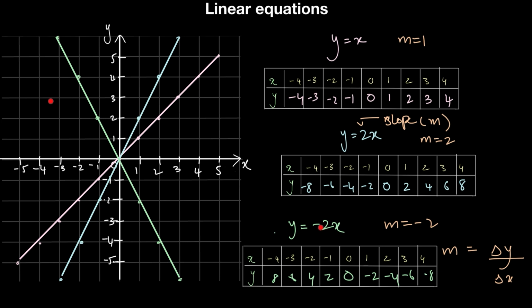For y equals minus 2x or y equals 2x, the magnitude of the slope is simply 2, whereas for y equals x, the magnitude of the slope is 1. The greater the magnitude of the slope, the steeper the graph. A positive slope means that as I go from left to right, the graph increases, so if x increases, y also increases. Whereas if it's a negative slope, as I move from left to right, the graph decreases. In other words, as x increases, y decreases.